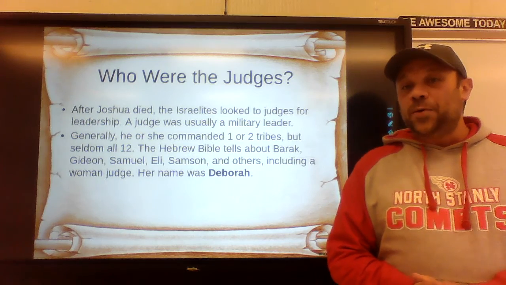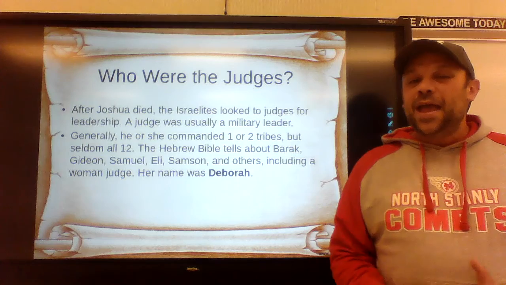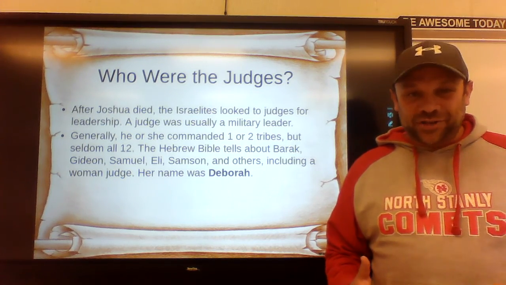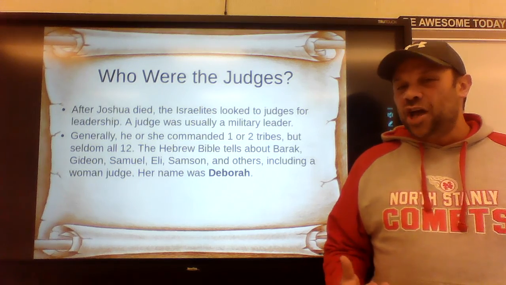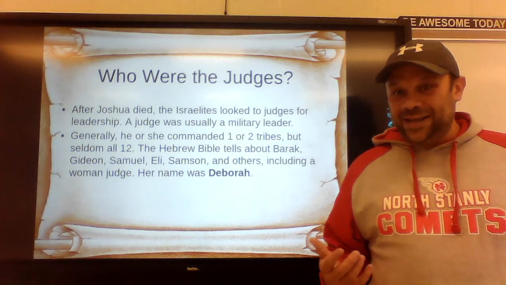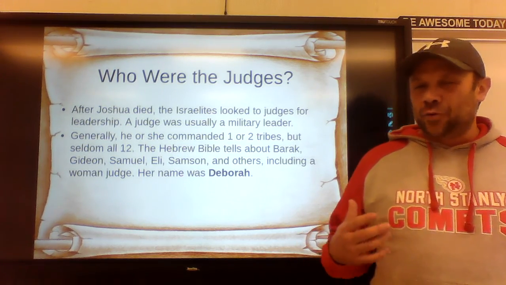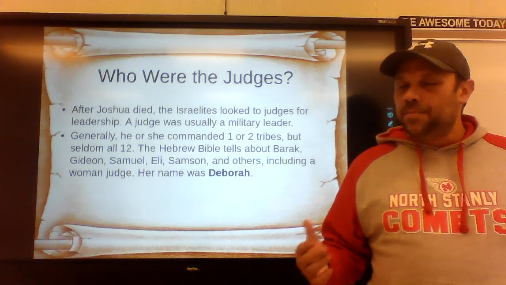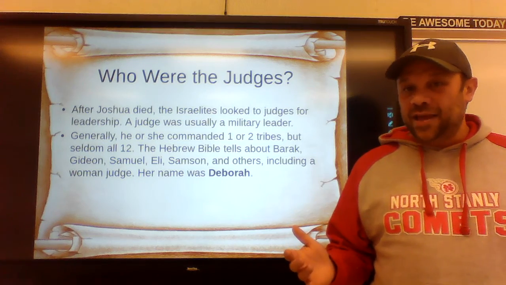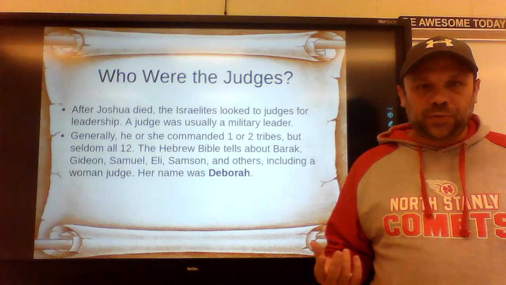All right, so we move into a period called the period of Judges, and this is a really interesting time period in Israel. After Joshua died, the Israelites looked to a group of people called judges for leadership. The judge was usually a military leader. Generally, he or she, notice the feminine pronoun there, commanded either 1 or 2 of the tribes, but never all 12, right? There wasn't a leader for all 12 tribes. They didn't have a king yet. So this judge would be a leader of 1 or maybe 2 tribes of Israel.